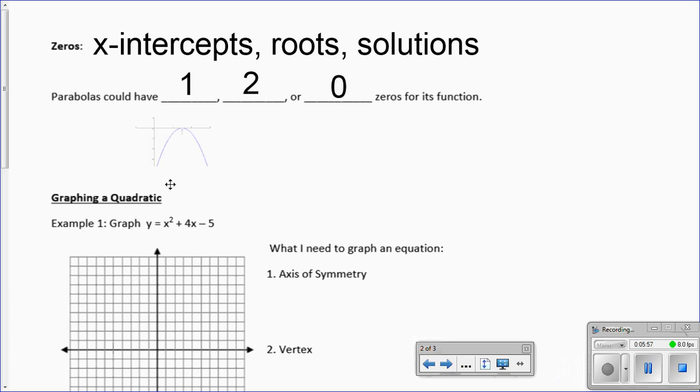An example of one solution would be when the minimum or maximum just touches the x-axis, so it's only crossing at one point, because that one point is the only thing touching the x-axis. Two is if it's crossing twice, so both arms of it go through the x-axis, and 0 means it doesn't cross through the x-axis at all.